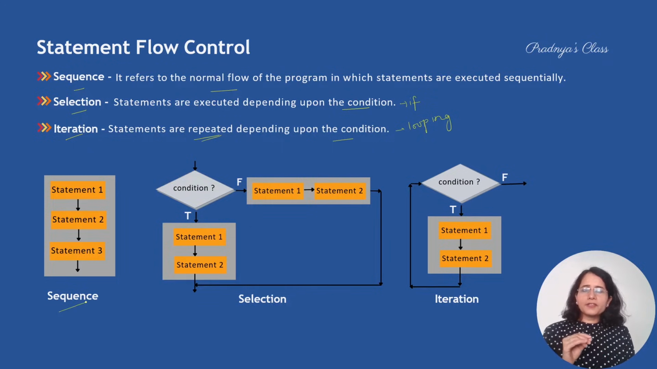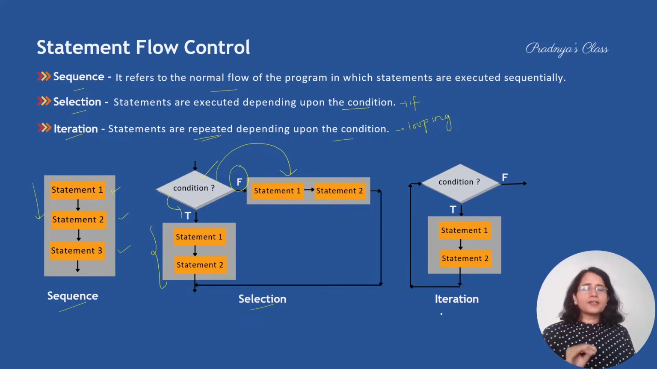The first construct is sequence. In this, all the statements are getting executed and it follows the normal flow. The second one is selection. In this, first we need to check the condition. If condition is true, one set of statements will get executed, and if condition is false, another set of statements will get executed but not both.